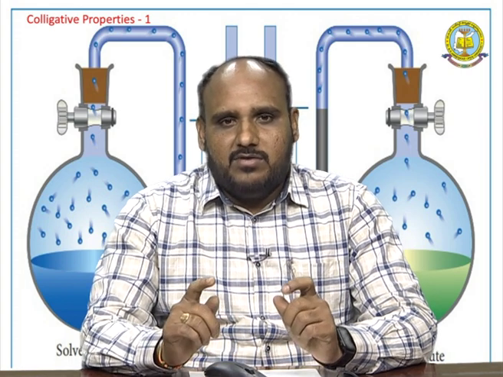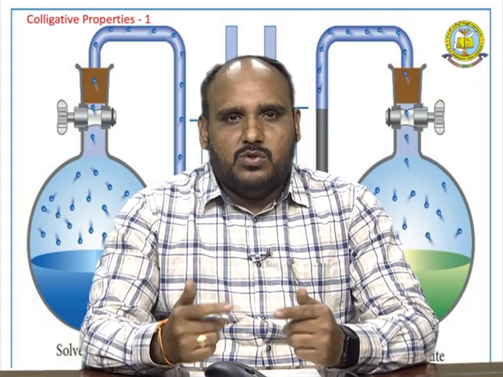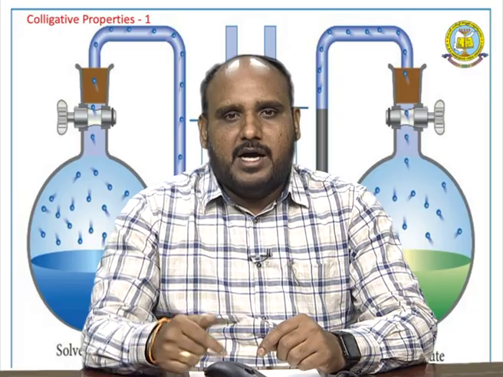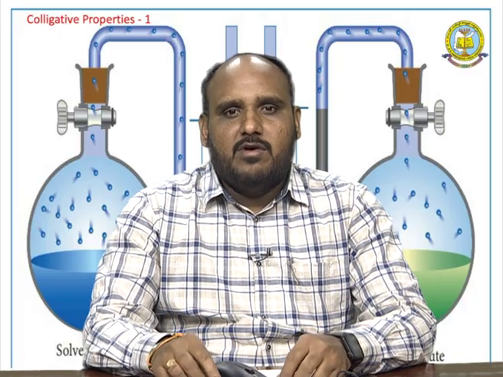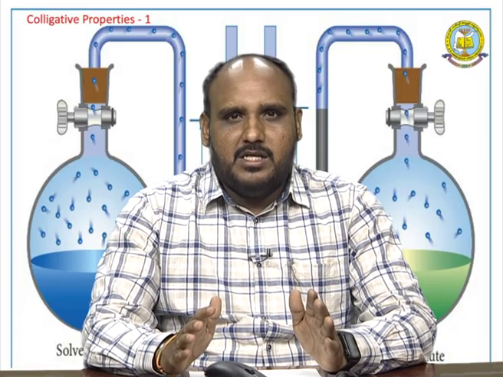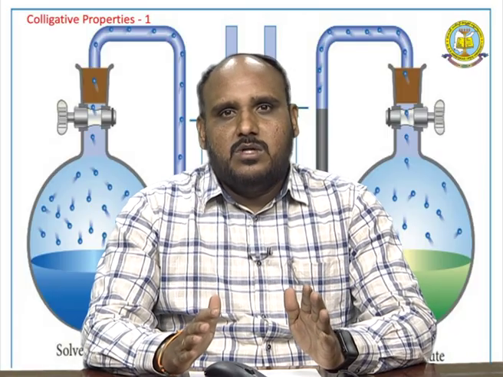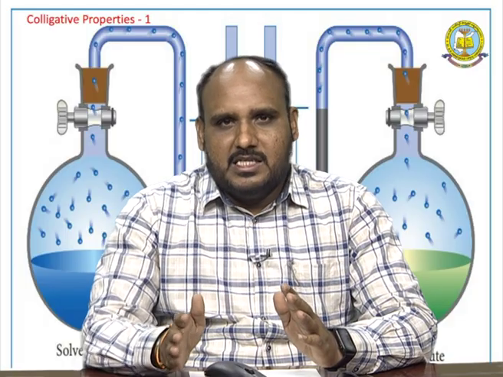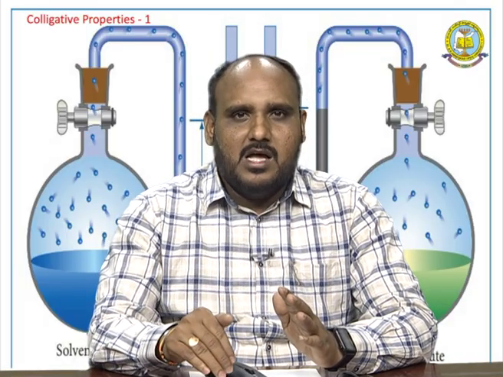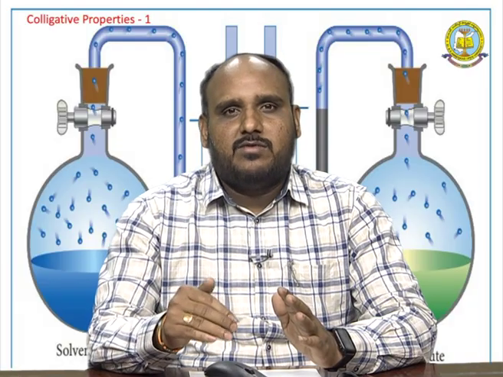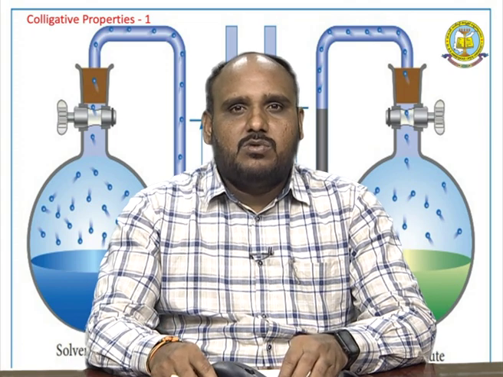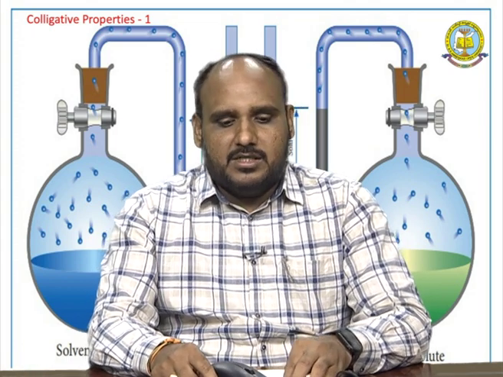With the help of this equation, we can determine the molecular weight of the solute by the relative lowering of vapor pressure method. This is one of the colligative properties, which relates to how the vapor pressure of the solution decreases by the addition of a non-volatile solute to the solvent, and how the molecular weight of that solute can be measured by applying the relative lowering of vapor pressure.